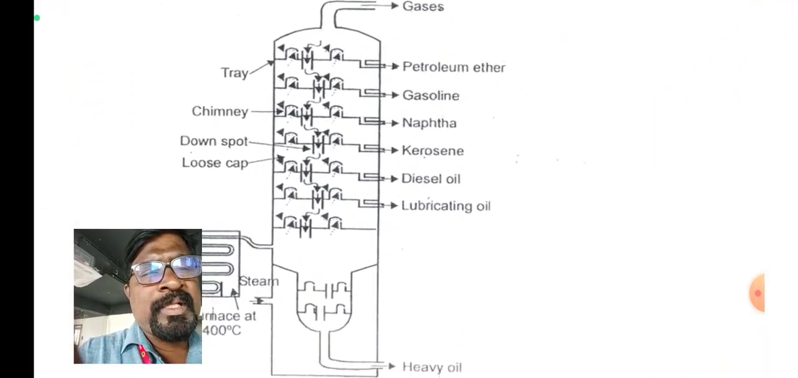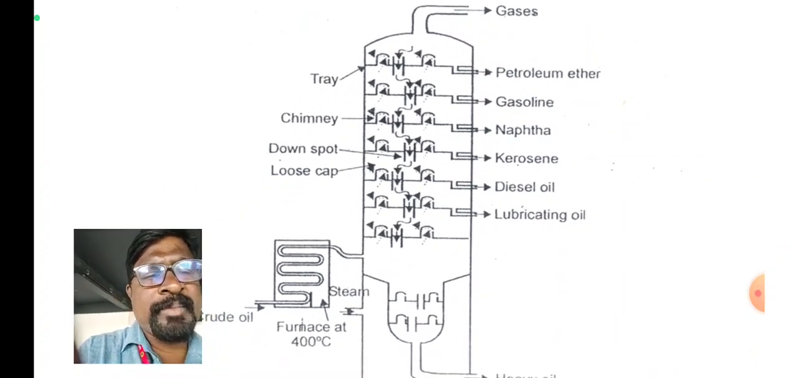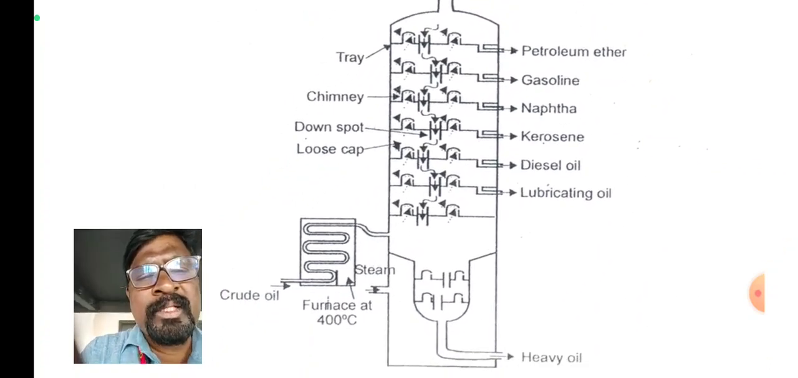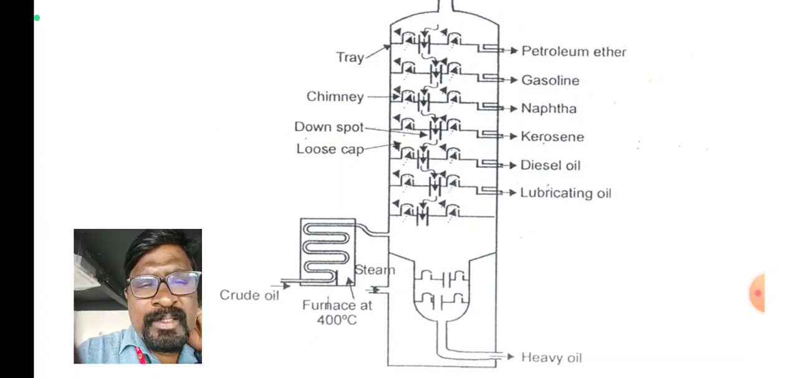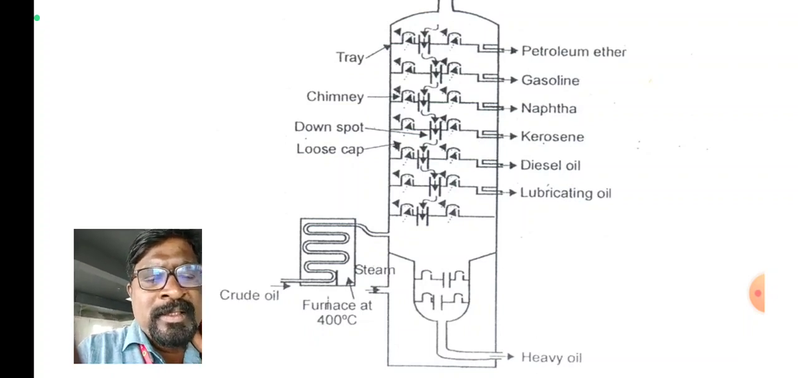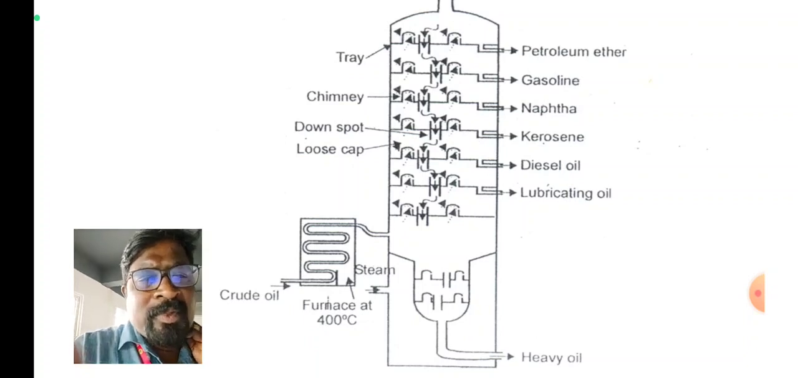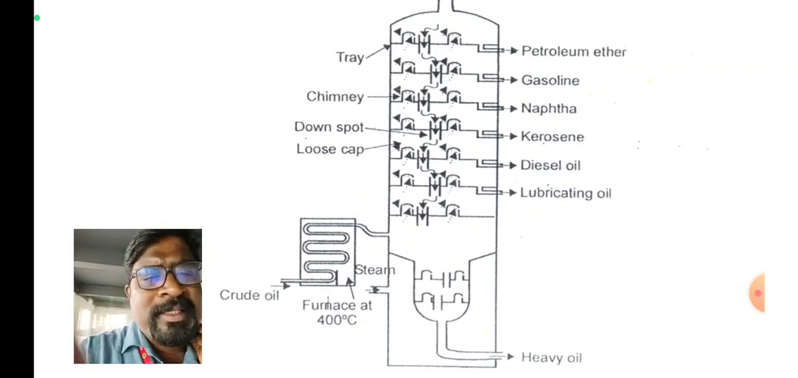This is the chamber, and you can see here it is a tall stainless steel chamber. You can see the crude oil. The left side shows the inlet portion where it is sent inside in the form of vapors. It is heated in the furnace at a temperature of 400 degrees Celsius, and the vapor enters into this fractionating column.